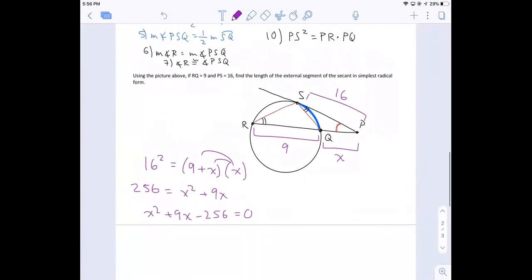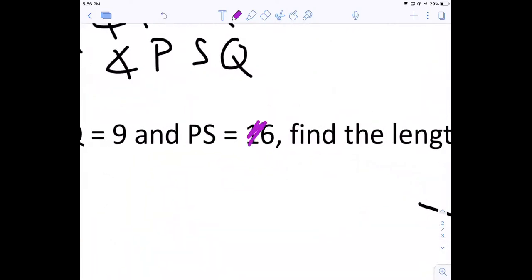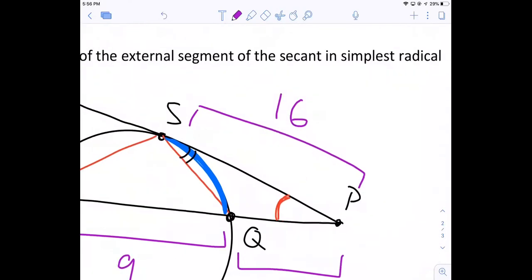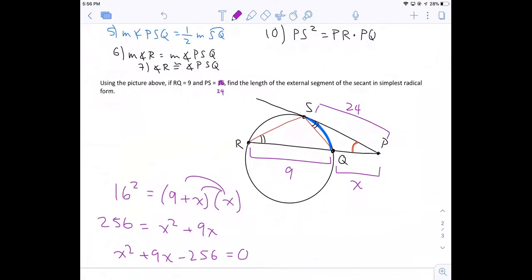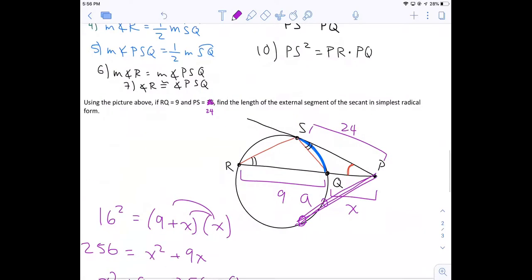All right, sorry. Gonna make this change in your notes, but let's make PS 24. I would not give you something that crazy. So this length, that should be 24 instead. Right, this diagram is not drawn to scale whatsoever. If I did want to draw it correctly, maybe it might look something more like this, so that SQ would have a length of 9. That looks a lot better, right?